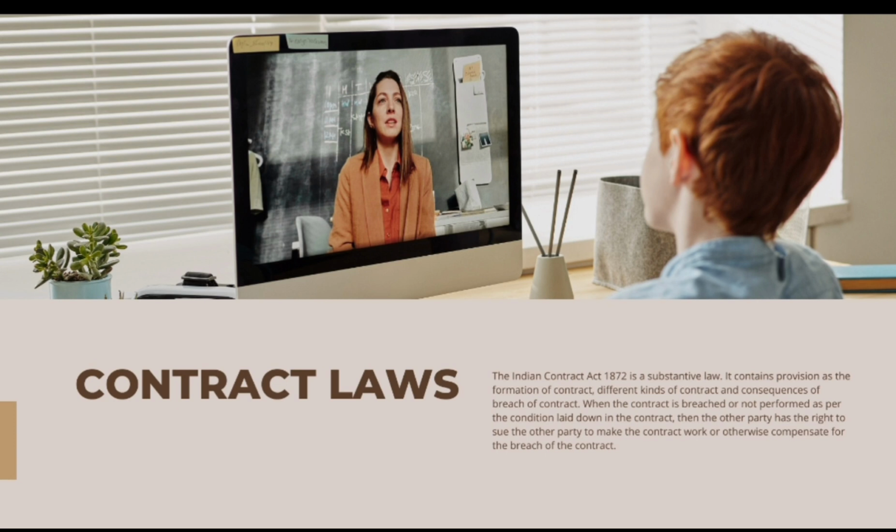The entire law of contract 1872 calls for formation of contract, different kinds of contract, and deals with the consequences of breach of contract. It also provides for the remedy with respect to breach of contract. A contract is said to be breached when the conditions of the contract are not performed as per the terms and conditions of the contract, or by any other means which leads the contract itself to not come into happening.